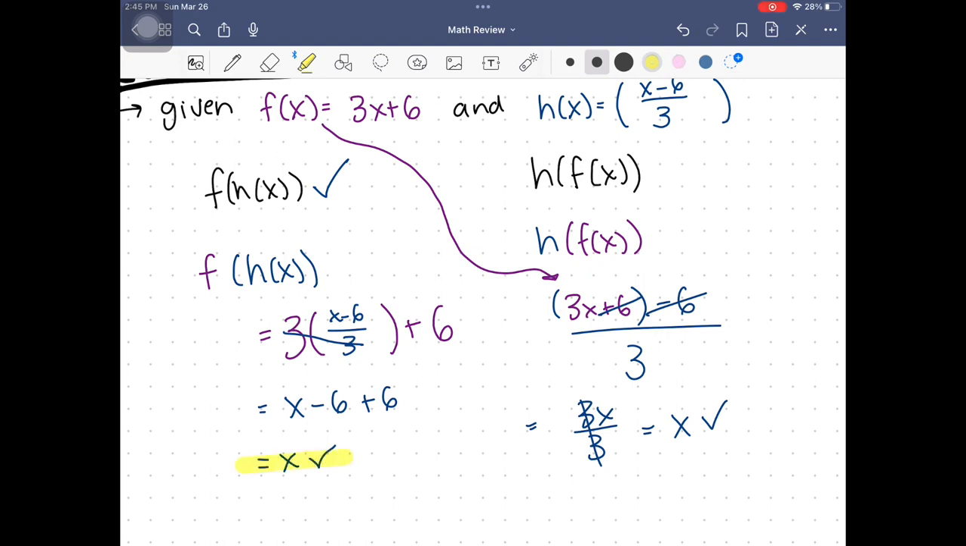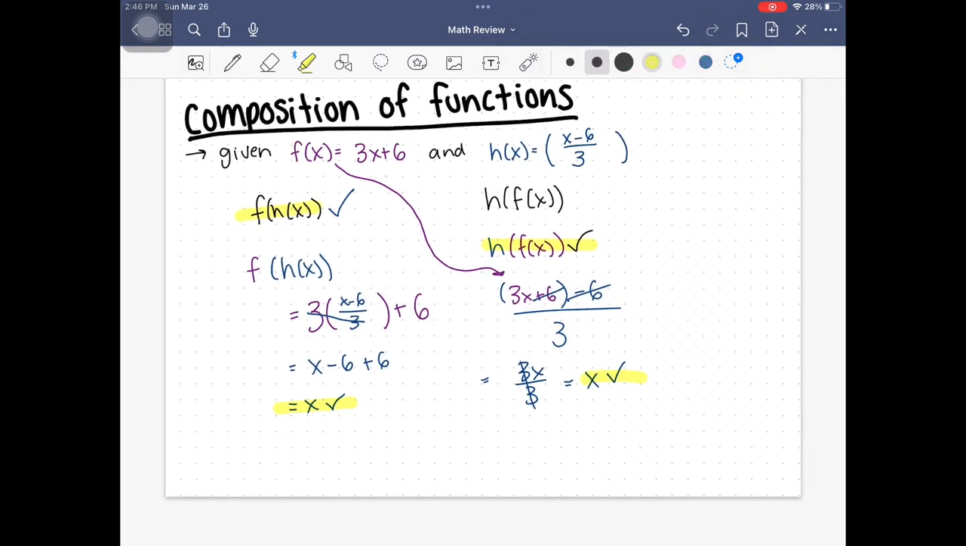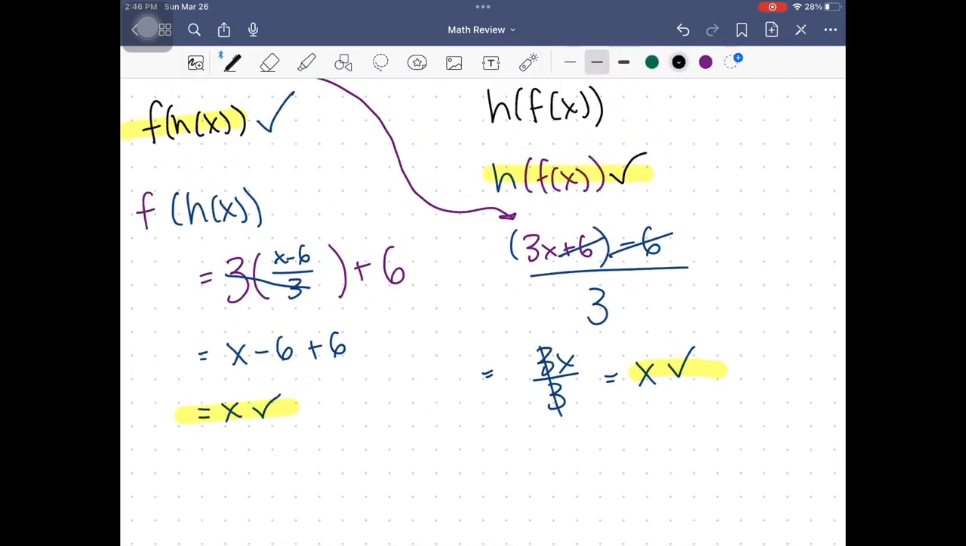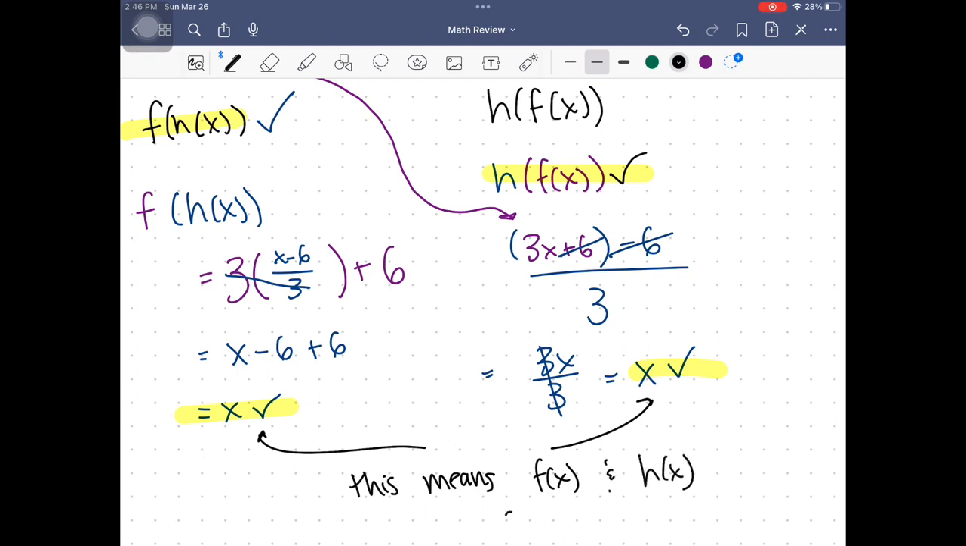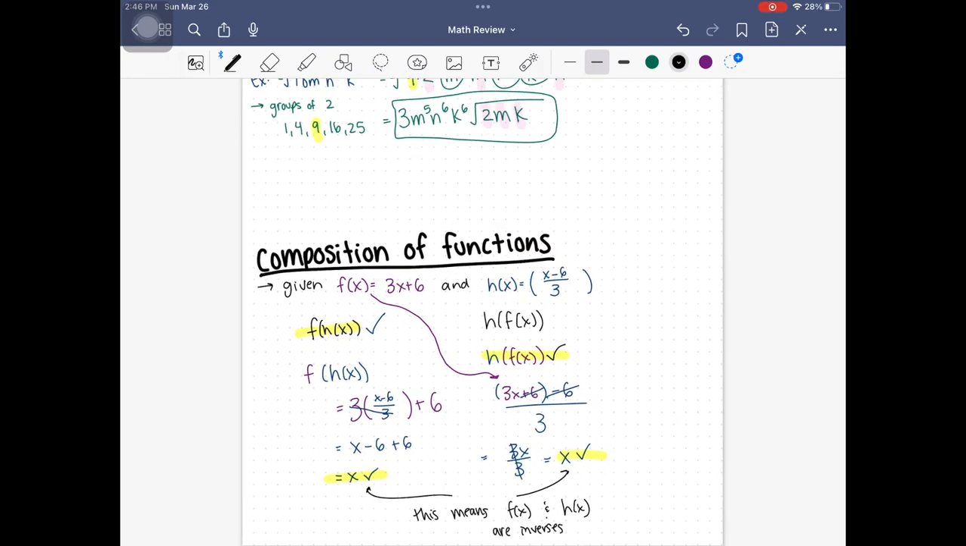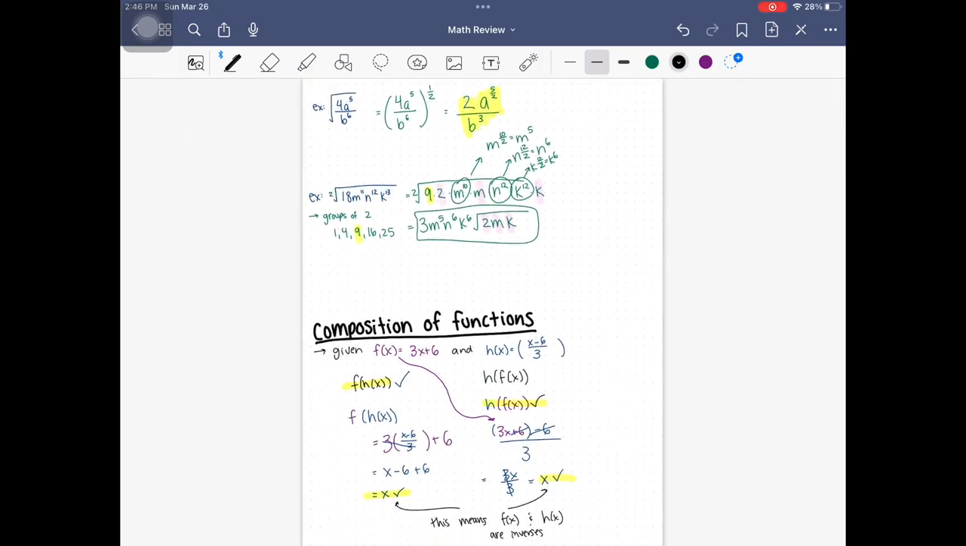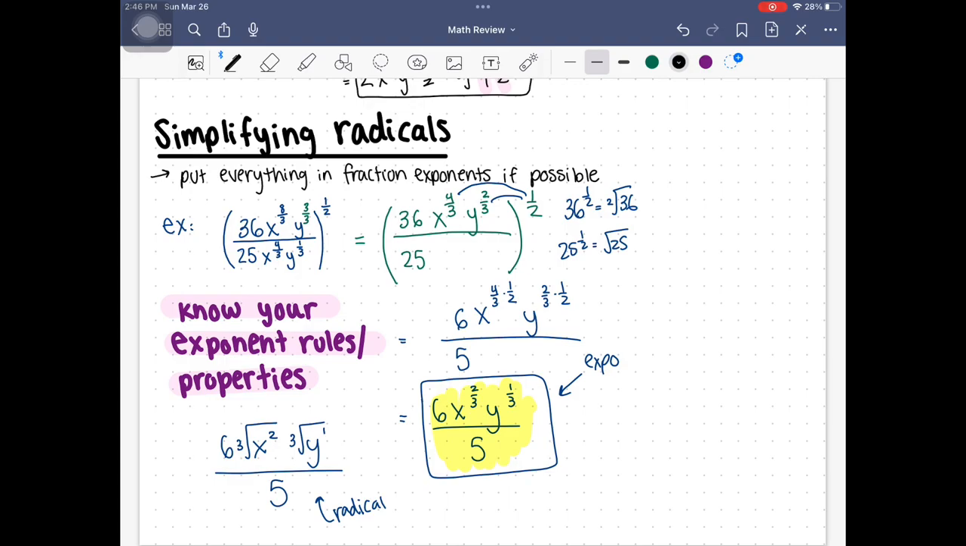Since both of these work, okay, f of h of x and then my h of f of x work, I know that given the composition of functions, these two are inverses. Okay. This means f of x and h of x are inverses. Okay. Again, that was a lot of information, but this one is probably going to be difficult along with this one. Please know your exponent rule.